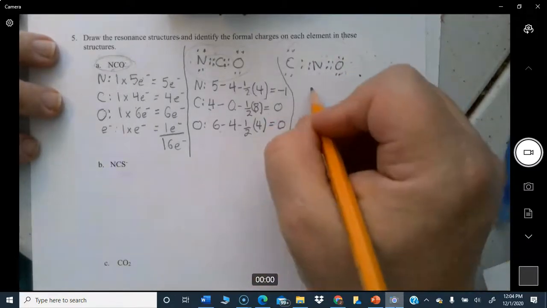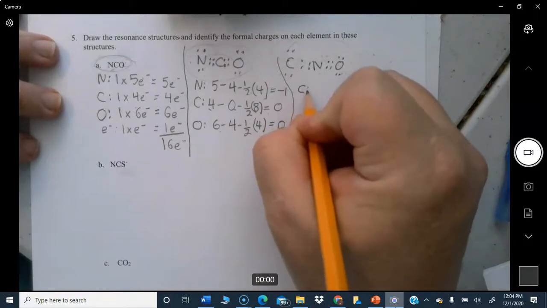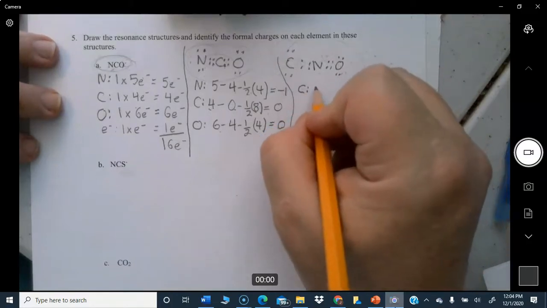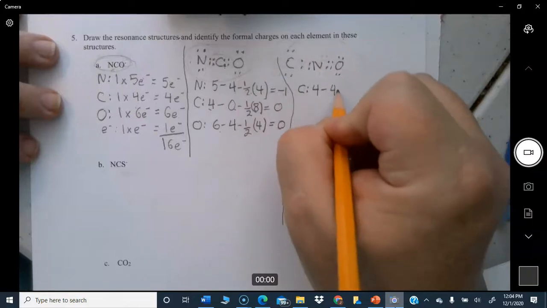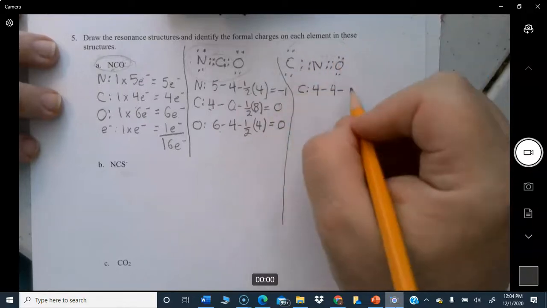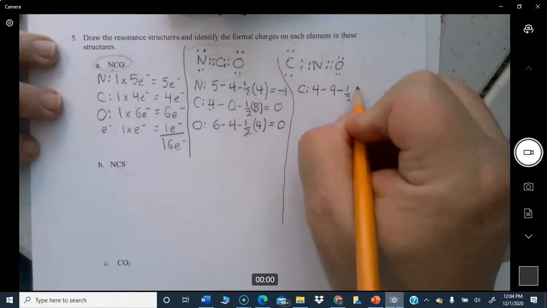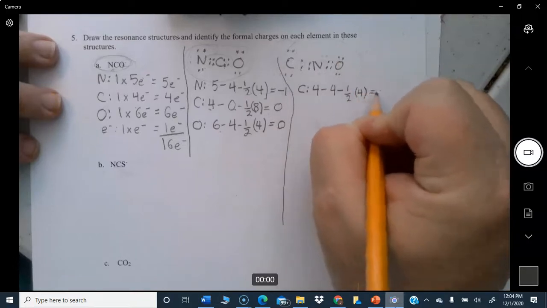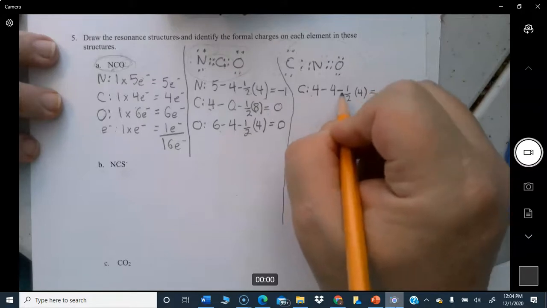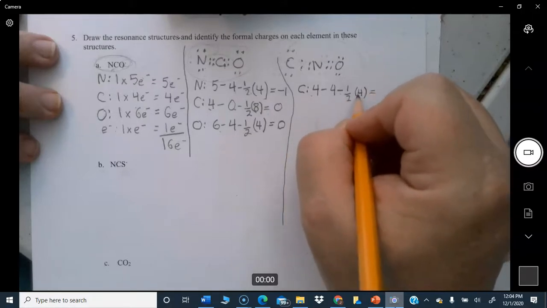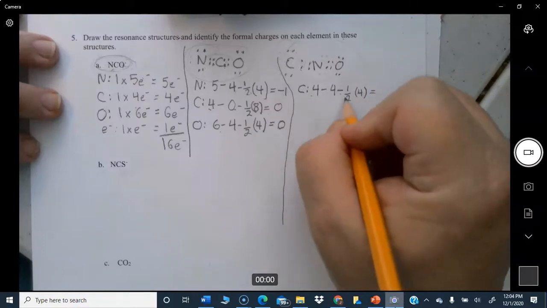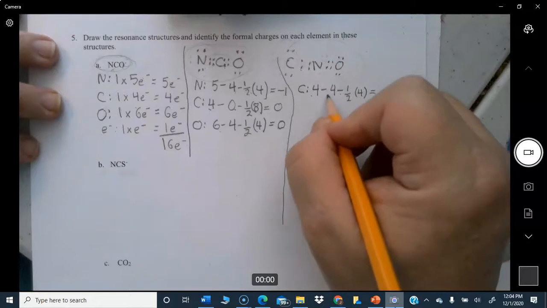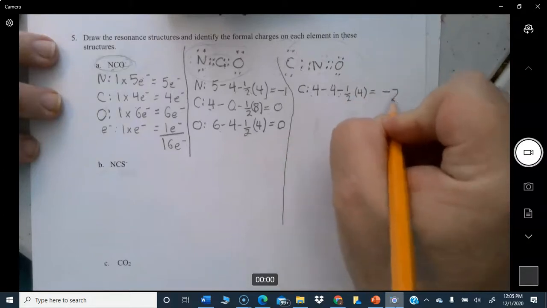All right, so what we get for carbon is 4 minus 1, 2, 3, 4 lone pair electrons, minus 1, 2, 3, 4 bonding electrons. So you want half of those. Okay, so 4 minus 4 is 0, minus half of 4 is 2. So 4 minus 4 minus 2 is going to be negative 2.